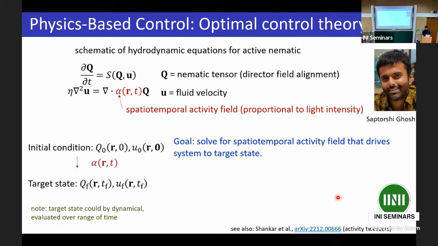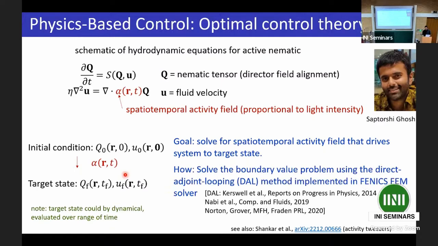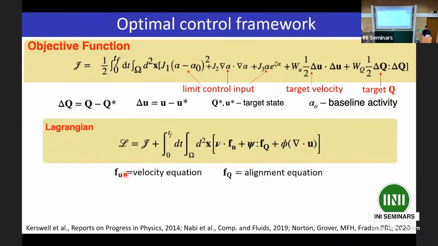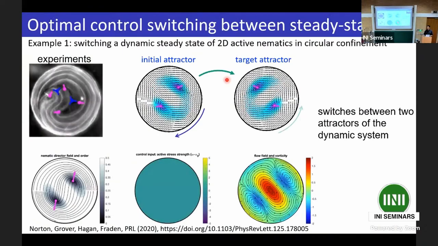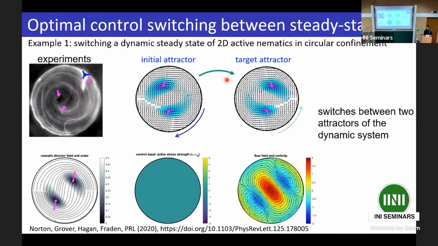Basically, what you want to do is you take your equation, but now activity depends on space and time. You have an initial condition, you have a target state you want to get to, and you have to solve for the alpha that's going to get you there. This is a boundary value problem, and there are techniques to solve it. My student Tokuchi has implemented this in a finite element solver. There's an objective function that includes the target, which could be the velocity and/or the director field. You also want to put in regularization terms that limit control inputs and rapid gradients. So it's constraints on the knobs, right? Experimentally, you cannot put infinite light in, you cannot have negative activity, and so on.